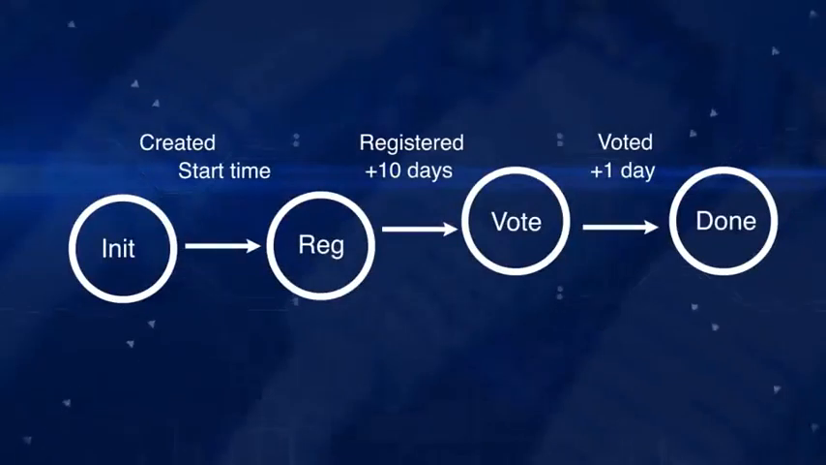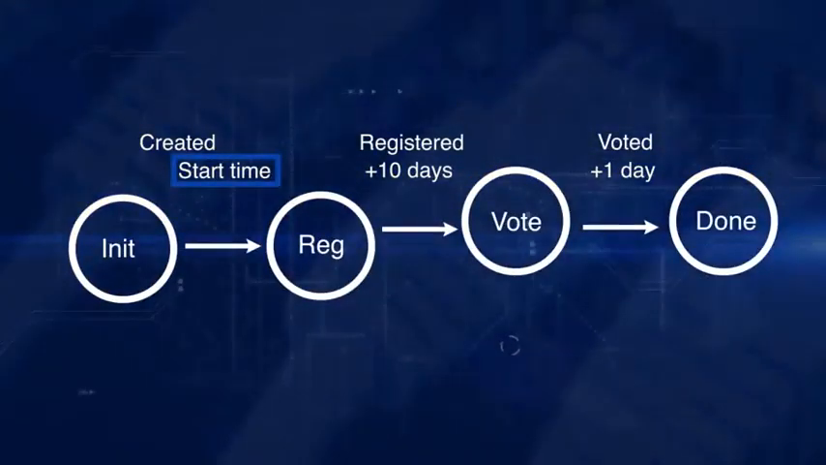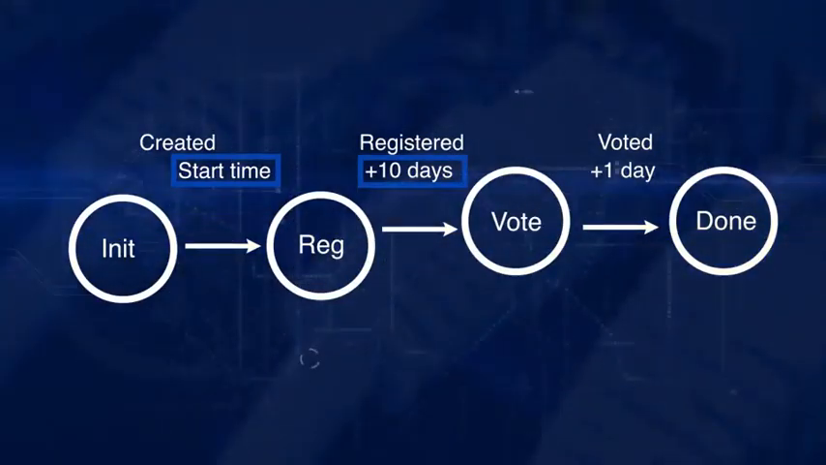Then change the stage of the ballot process based on the time allocated for registration and voting stage as shown. We've added the start time variable, and the period for registration in this case is 10 days. We also added the duration for voting period. In this case, it is 1 day.